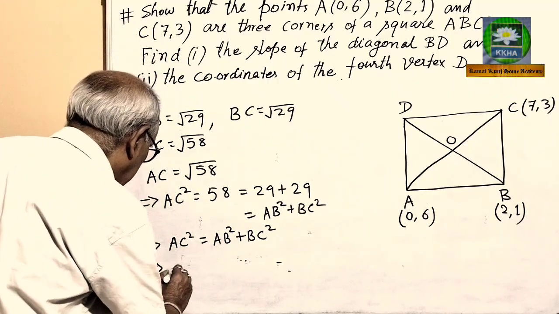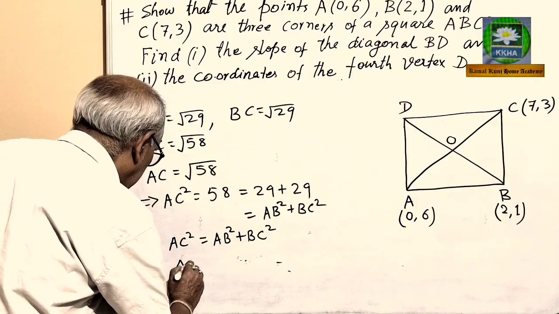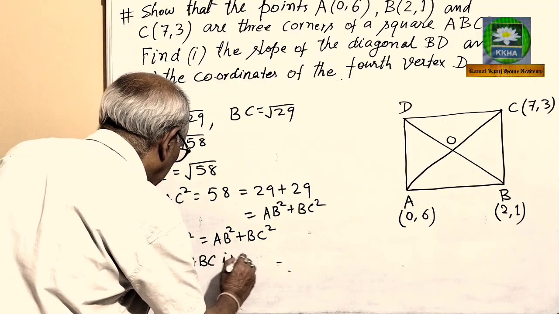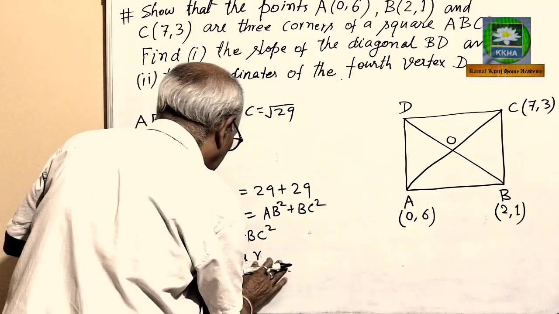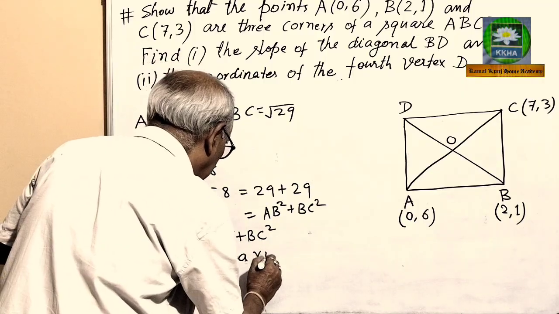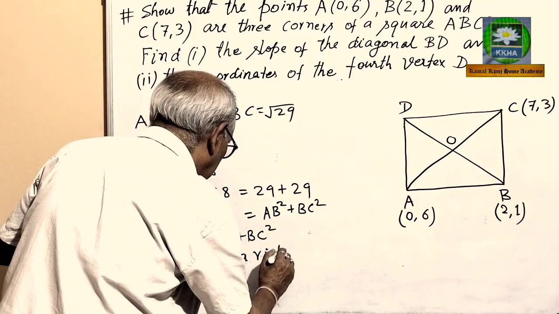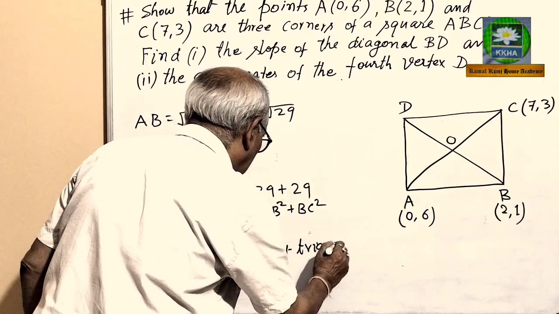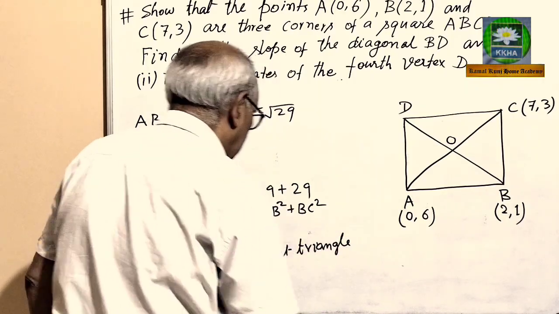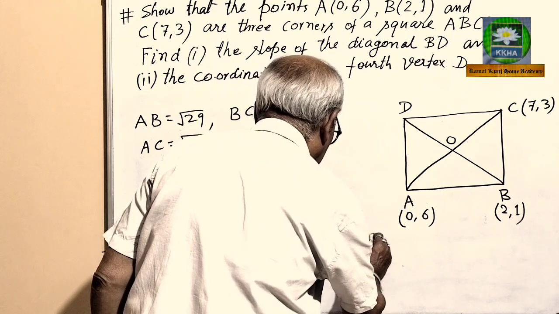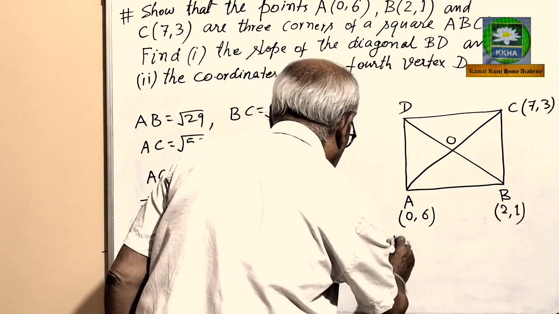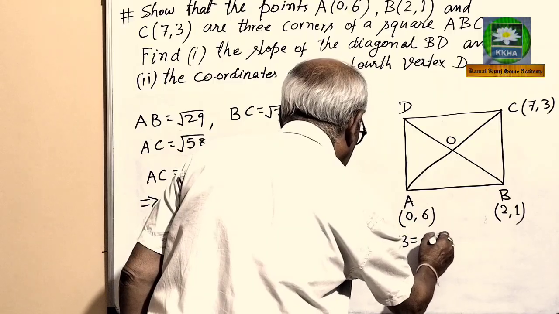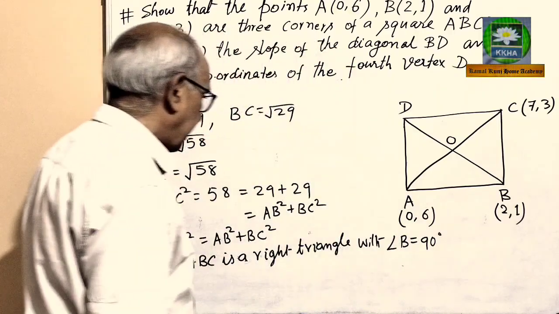So this implies that triangle ABC is a right triangle with angle B equal to 90 degrees.